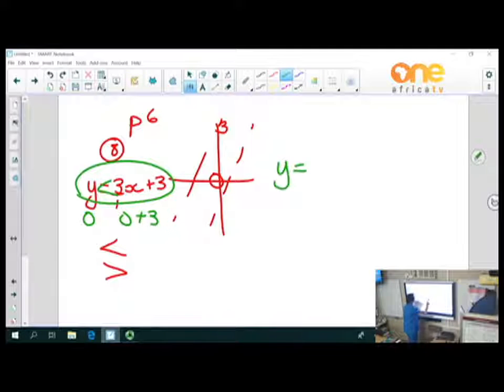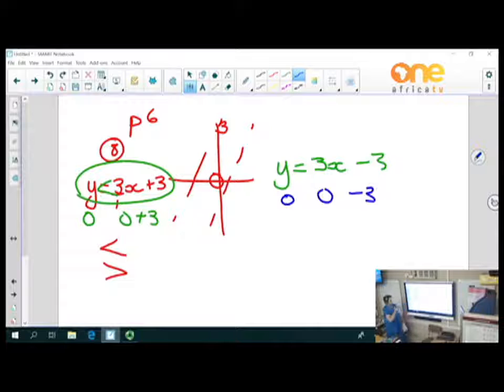Y is equal to, now still the same question, number 8, the second line, the parallel line there. So if it's parallel, what will happen to the gradient? It will be the same. The gradient is the same because the lines are parallel. So it's also 3x. What is the y-intercept? Negative 3. Can you see it? Negative 3. Okay, so now again we're testing the point 0, 0.